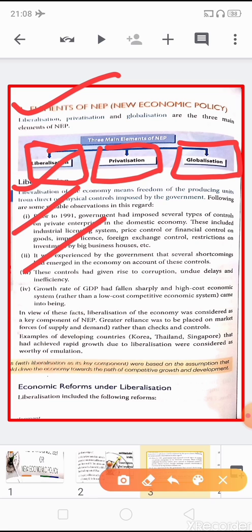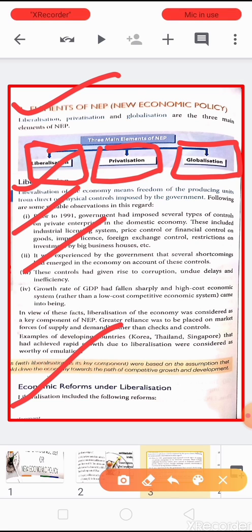A greater reliance was to be placed on the market forces of demand and supply rather than check and control. Many developing countries like Korea, Thailand and Singapore achieved the highest growth due to liberalization, which was considered a great path of competitive growth and development. So, children, the purpose of liberalization was to unlock the economic potential of the country by encouraging the private sector and multinational corporations to invest and expand. Some of the economic reforms that were taken under liberalization can be understood as follows.